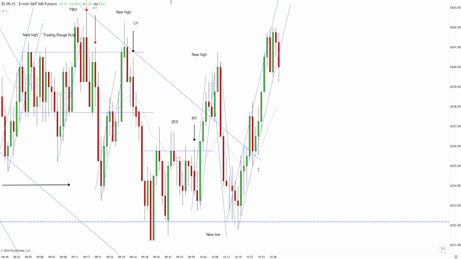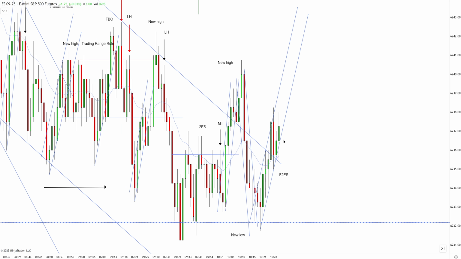You actually felt second entry short here, which is quite tempting. I think it looked a little bit different when I was watching this live. New low, first entry short, second entry short failure. Let me see how it looks. It's not a bad setup.